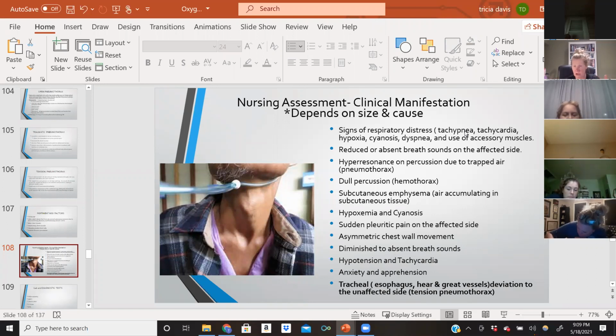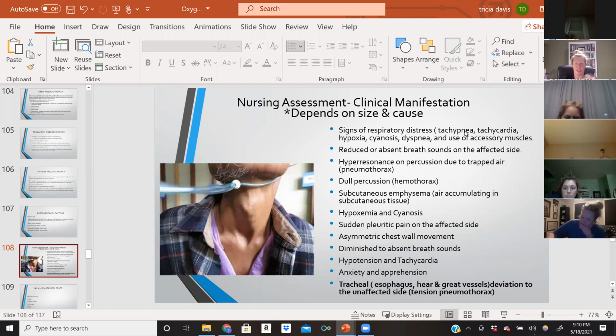If you're doing percussion, which we're not, you might have hyperresonance due to that trapped air because of the pneumothorax. If you have a hemothorax, you're going to have dull percussion. You guys don't need to know that. You could get what's called subcutaneous emphysema, where air accumulates in the subcutaneous tissue. You could have hypoxemia and cyanosis. The patients might complain of sudden pleuritic pain on that affected side, like it just comes automatically, and they're going to call you and say, oh my God, I'm having such bad pain.